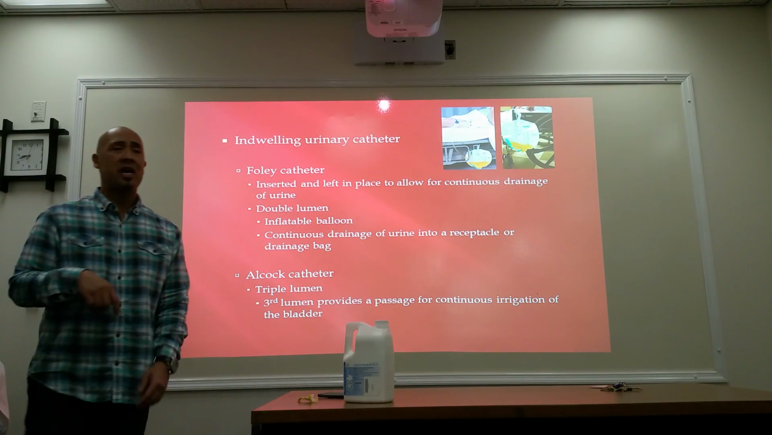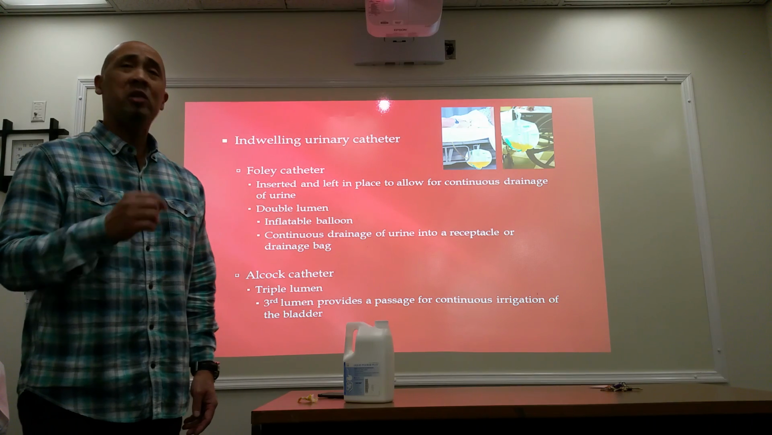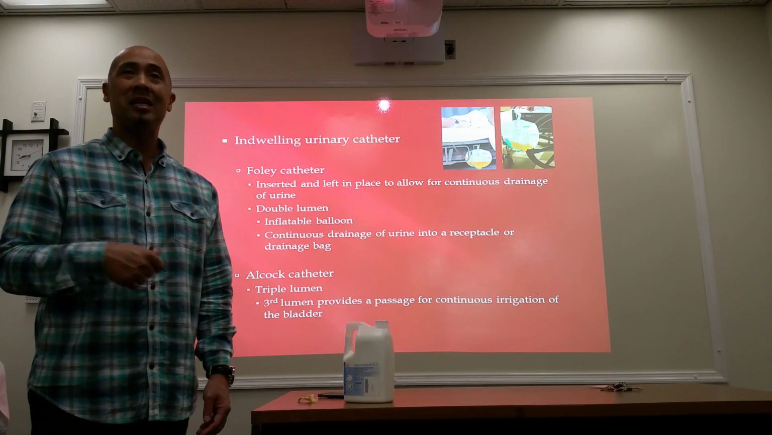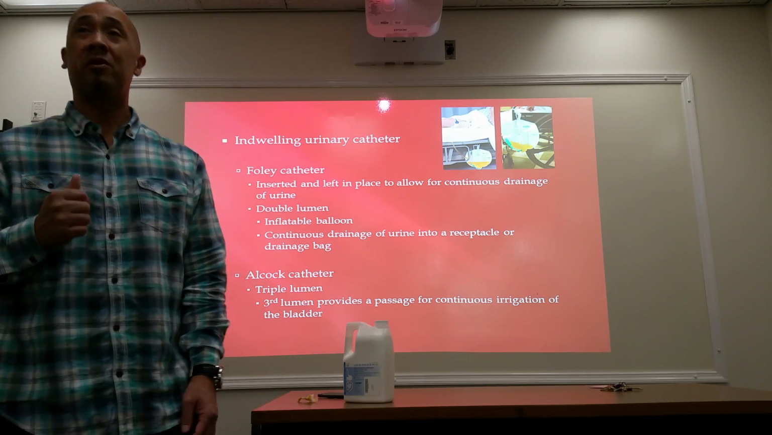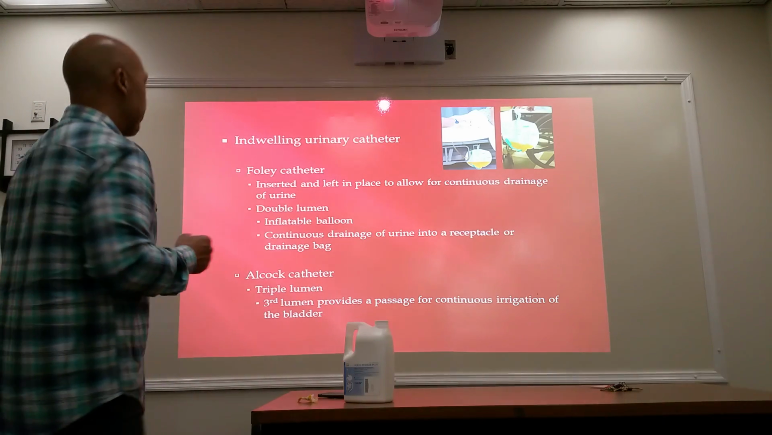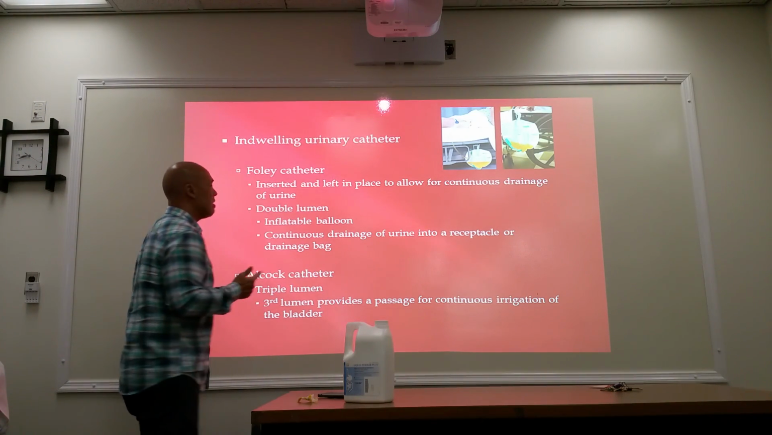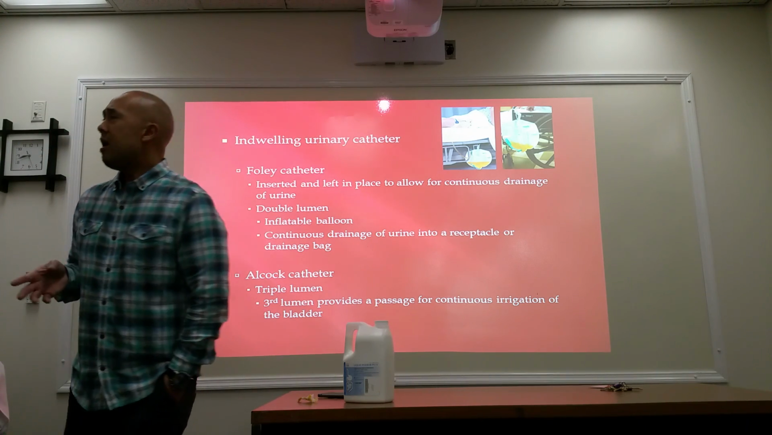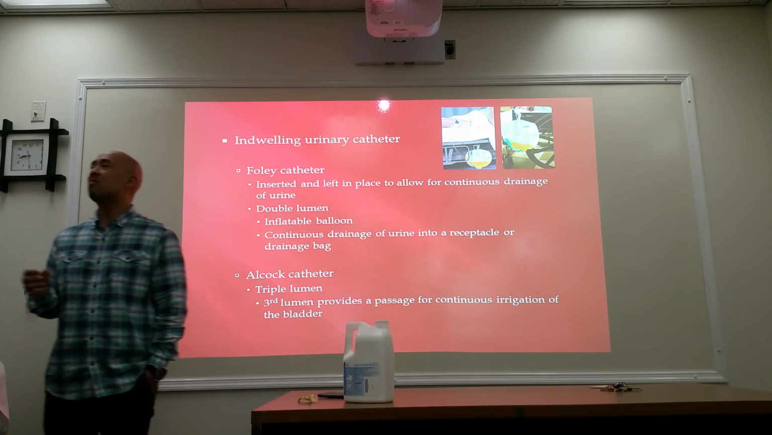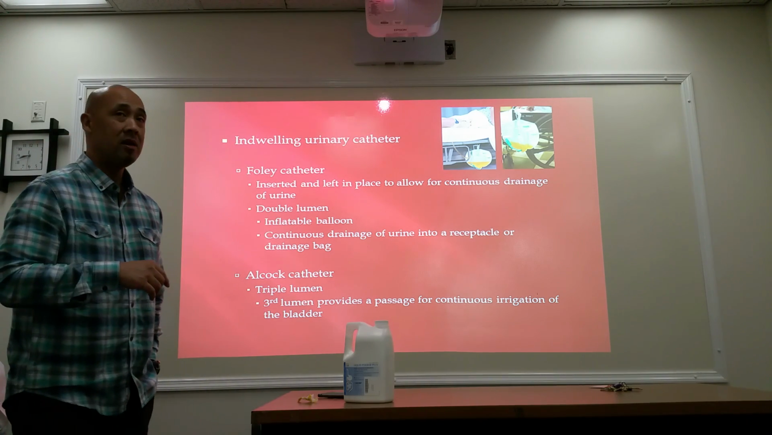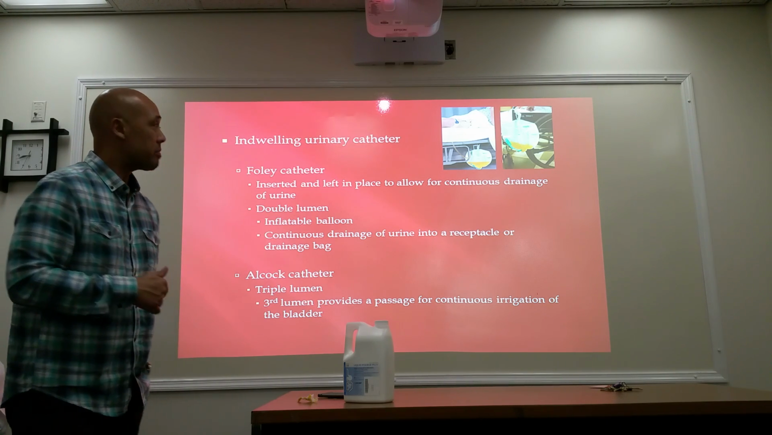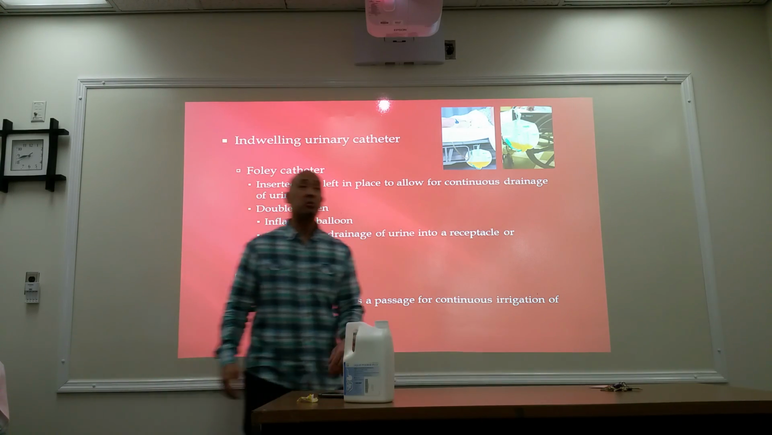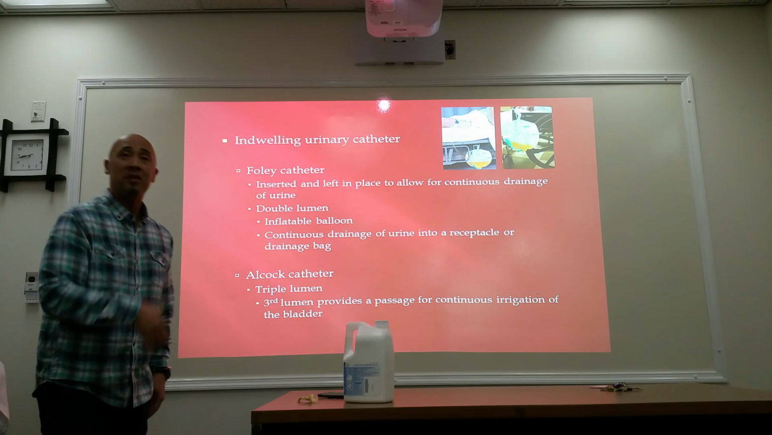Next are indwelling catheters. Indwelling catheters mean they're going to be staying in there for a period of time, right? It isn't just put in there and removed. It's going to stay in there for a longer period of time. The first one here is what's known as a Foley catheter. Have you guys heard of Foley catheters? A Foley catheter is inserted and left in place to allow continuous drainage of urine. The catheter is then hooked up to a drainage bag or drainage receptacle, so there is continuous emptying of the bladder.